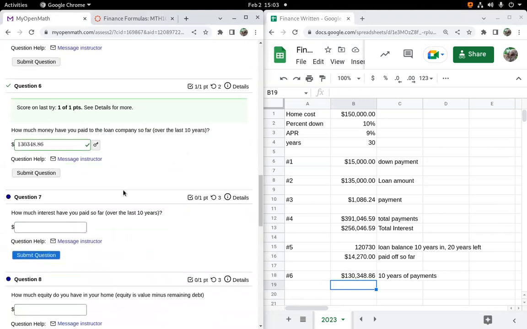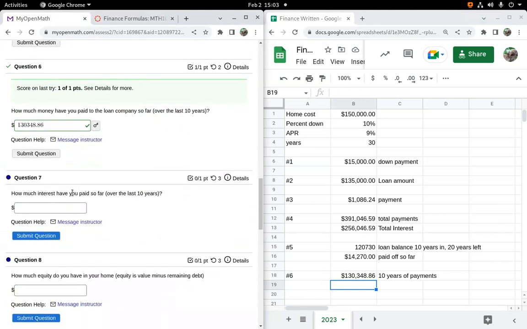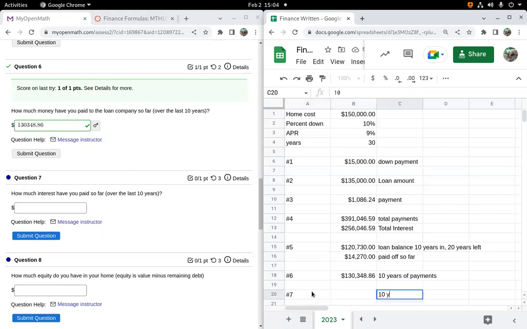All right, moving along. How much interest have you paid so far over the last 10 years? All right, so we know what we sent the bank. We know how much went to pay off the loan. So the difference in those two must be the interest that I've paid, right? So I've sent the bank this much, my loan has only been reduced by that much. The difference has got to be what the interest is. Let's make dollars on that so it's prettier. So number 7, label 10 years of interest.